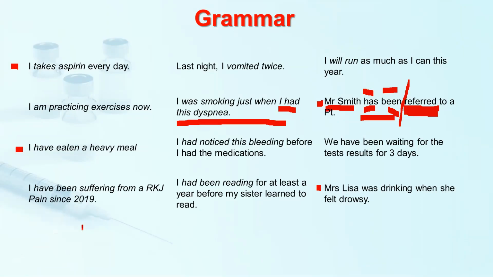Again, for the rest of examples here, this one: I have been suffering from a right knee joint pain since blah blah blah. And sorry for the capital P here, it should be small. The sentence is in the tense of present perfect continuous tense. And what's the meaning of this sentence? Present perfect continuous. The suffering action started in the past and is still continuing until now.